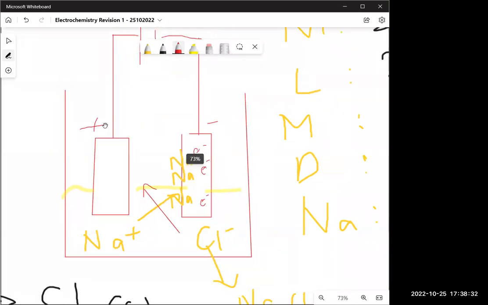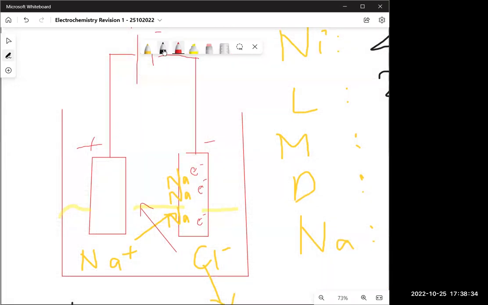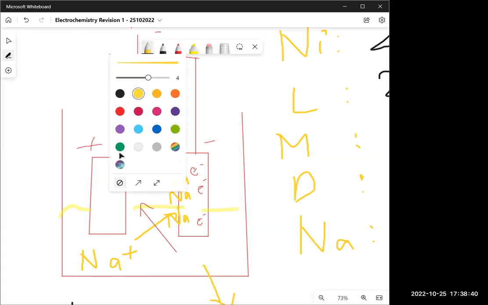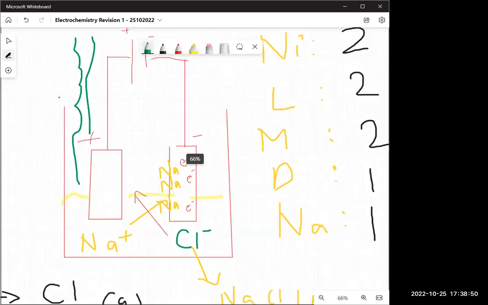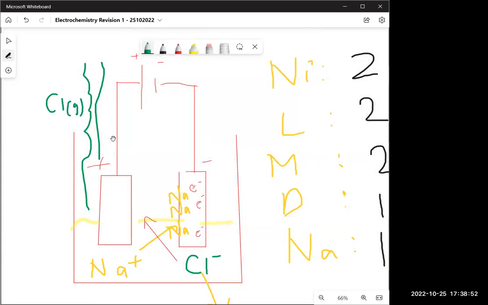And at the positive electrode, the anode, what happens is that the Cl goes and forms... I'll show you. Let's take another color for this. Cl minus goes in, it becomes a gas. It basically goes in the air. Which gas goes away? Cl gas. Any questions?